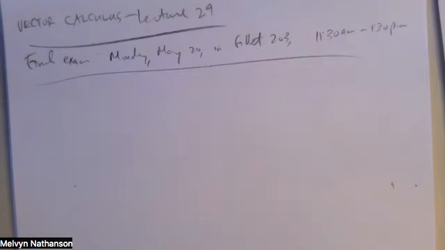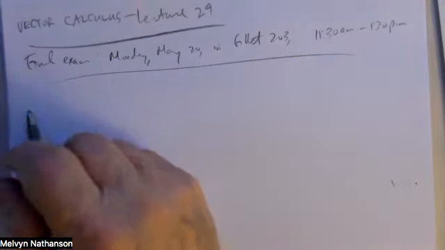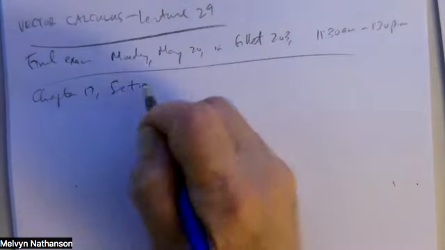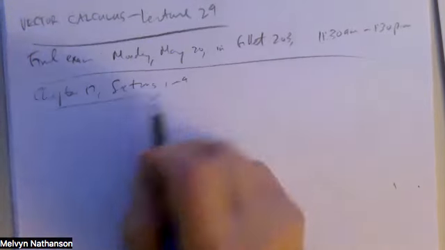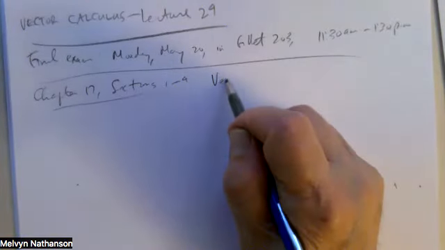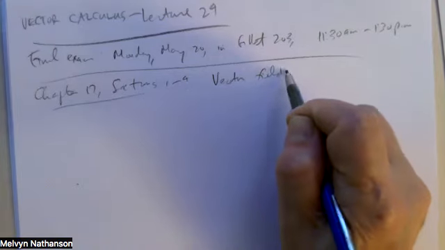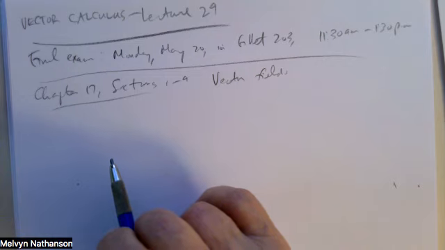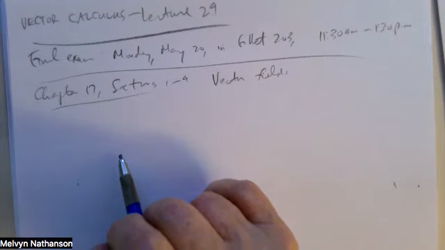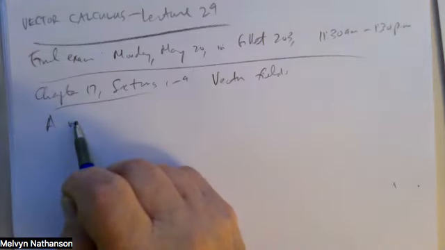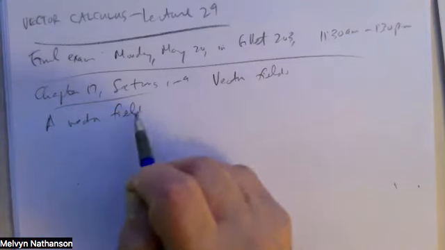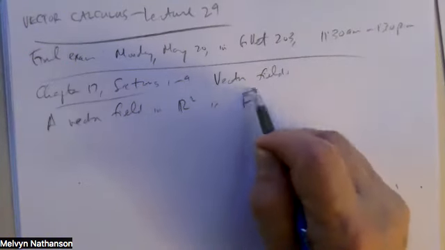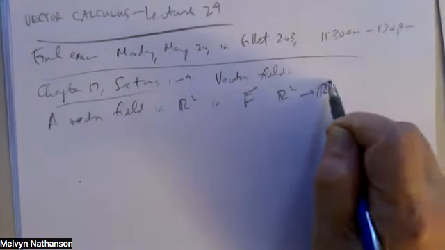In the middle of what we're covering in chapter 17. So in chapter 17, we're studying sections 1 to 4, and this is on the subject of vector fields. And a vector field is a function that sends a vector to a vector. So a vector field in R2 is simply a function f from R2 to R2.